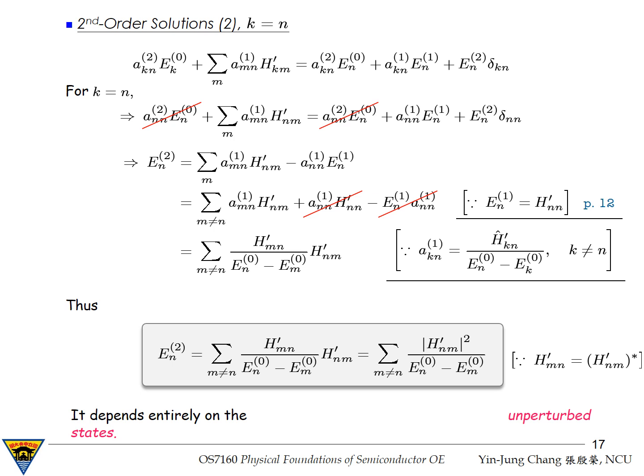We see that unlike the first order energy correction, which depends only on the diagonal matrix element, the second order energy correction depends entirely on the off-diagonal couplings to all other unperturbed states. So even if the diagonal expectation value of the perturbation vanishes, the energy can still shift at second order.